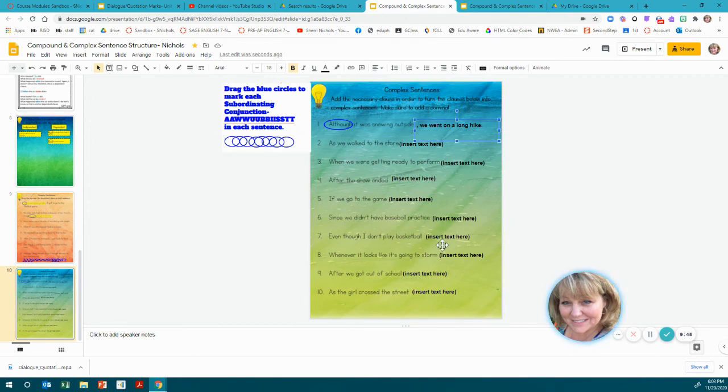And you will go through the rest of these sentences using that exact same format. Turn every single sentence into a complex sentence with a dependent, comma, independent. And then make sure you circle your subordinating conjunction. And that is it. When you are finished, make sure you turn this into Canvas for a grade.